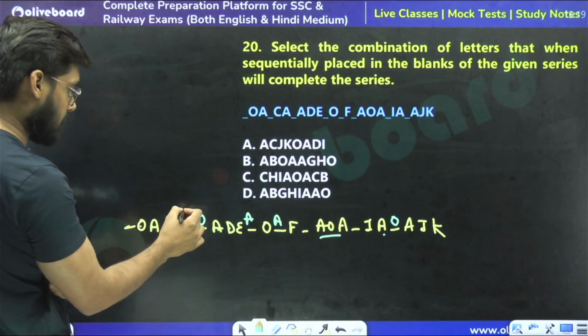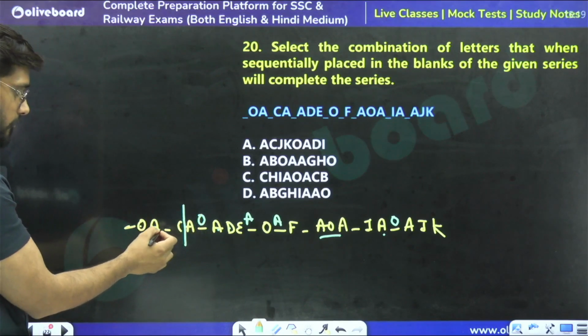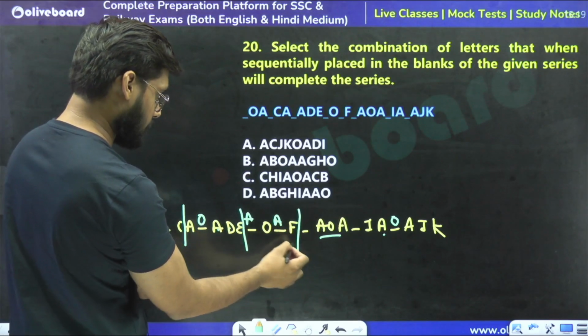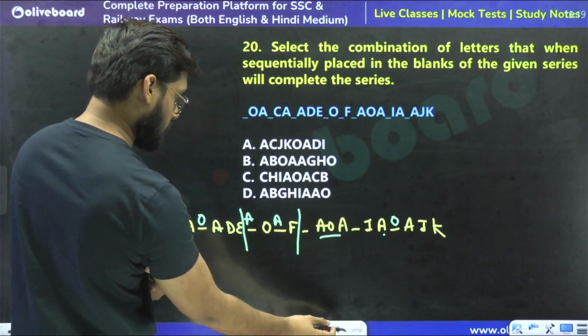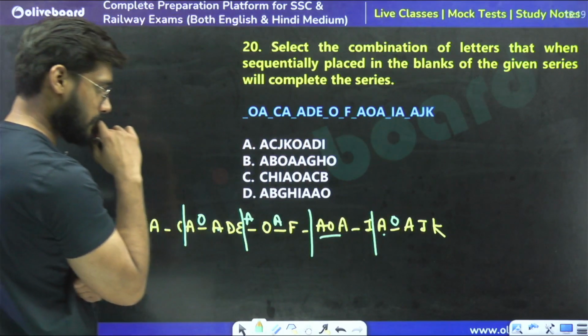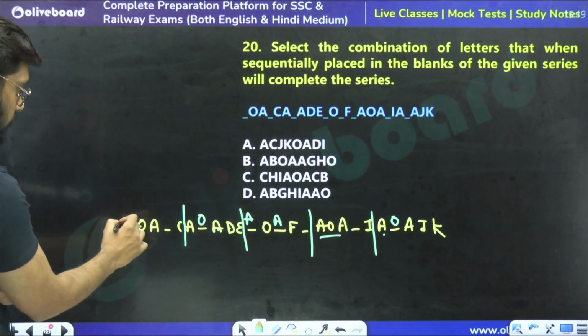Let's make a 5-5 pair. 1, 2, 3, 4, 5, 1, 2, 3, 4, 5, 1, 2, 3, 4, 5, okay. So the series is starting with AOA, I guess.